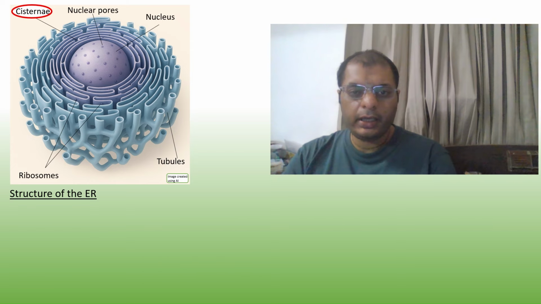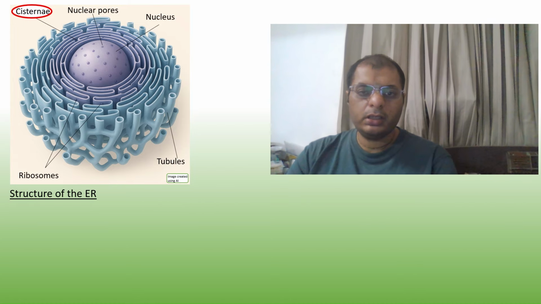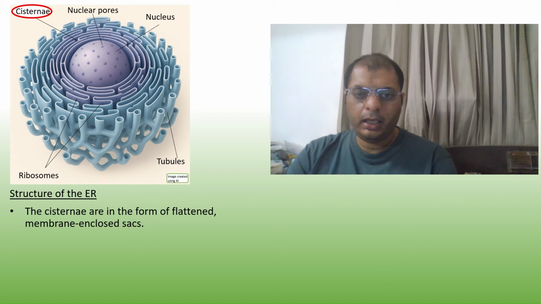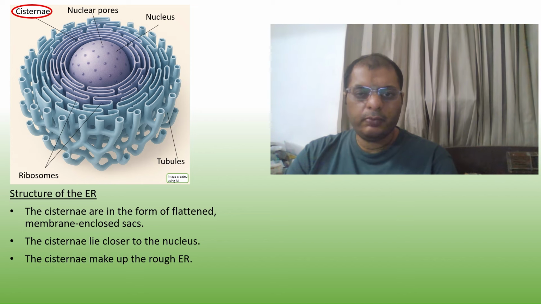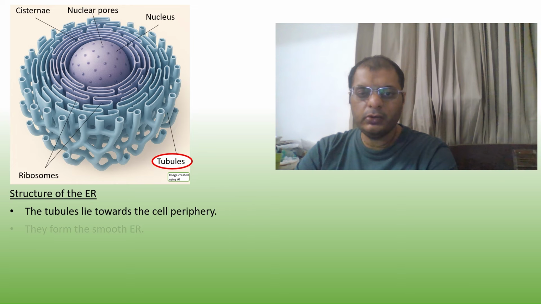Now we shall take a slightly more detailed look at the cisternae and tubules. So the cisternae are in the form of flattened membranous sacs, and they lie closer to the nucleus, and they also make up what is known as the rough ER, and we shall study the rough ER as well as the smooth ER in a short while. In contrast to the cisternae, the tubules lie towards the periphery and they make up the smooth ER.